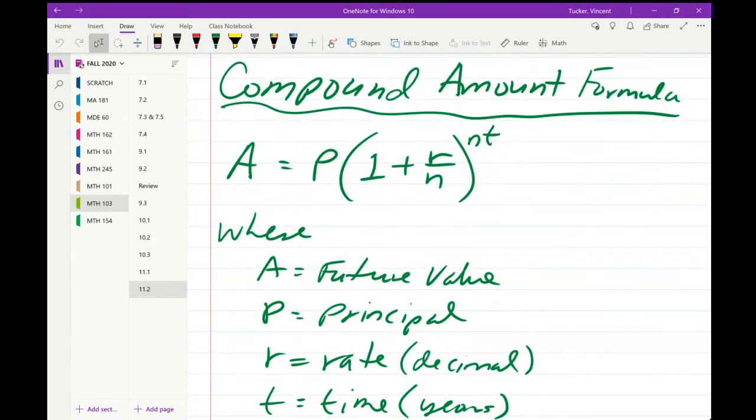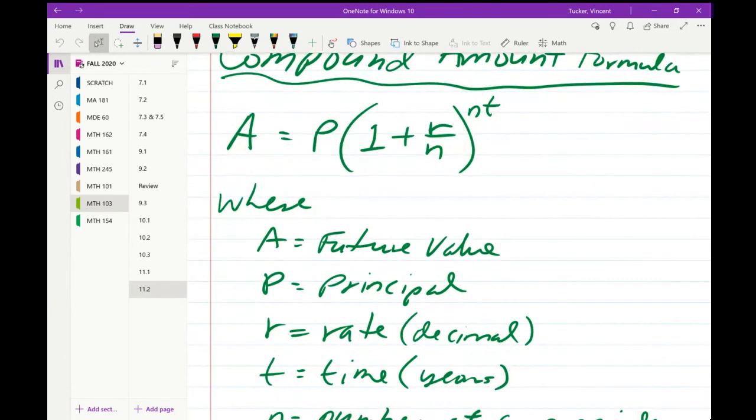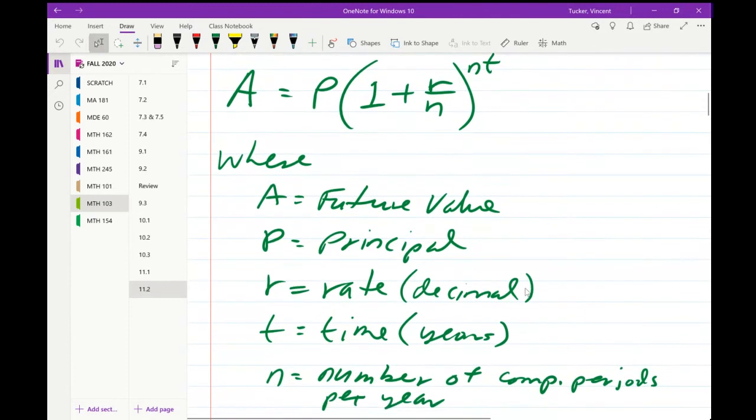All right, compound amount formula. A is equal to P times (1 plus R over N) raised to the N times T power. So all of our letters represent the same thing from last session, wherein A is your future value, P is your principal, R is your rate. You want to put that in decimal. T is your time in years. And then N is the number of compounding periods per year. So N is the new variable that we're introducing. All the other ones are the same from the last session.